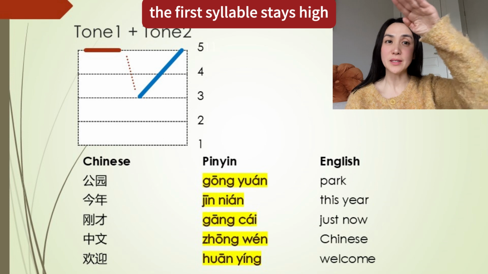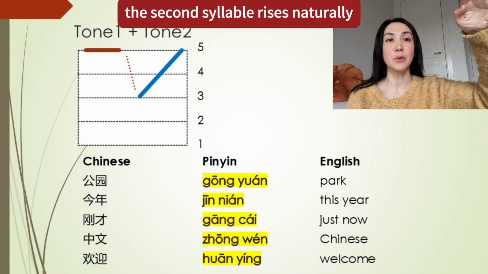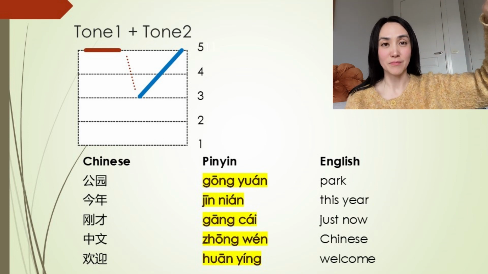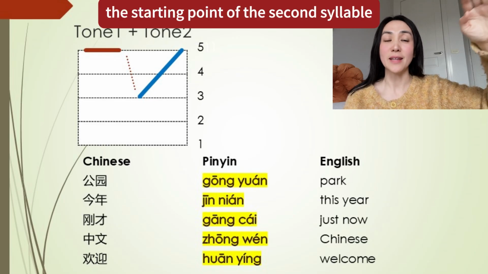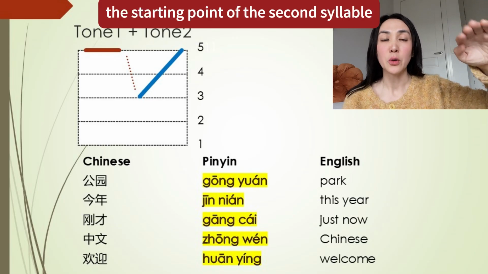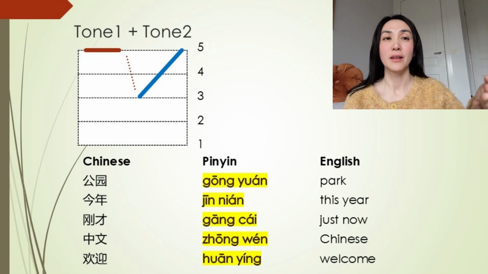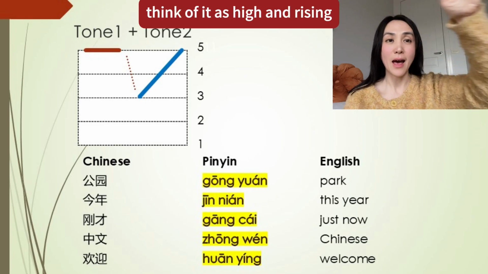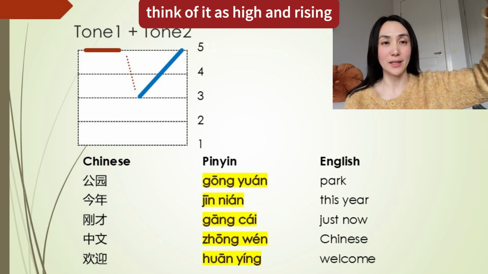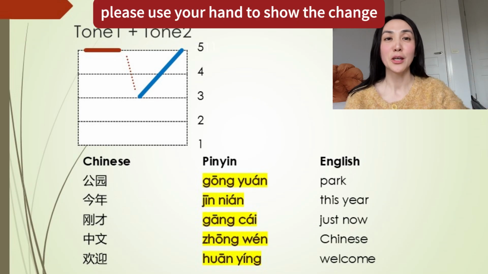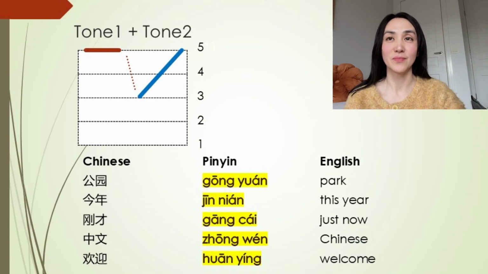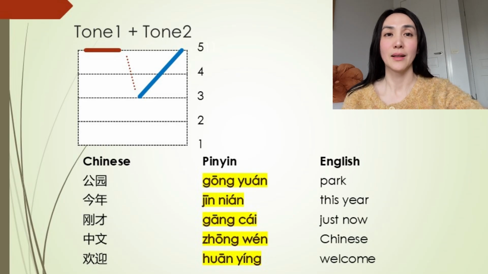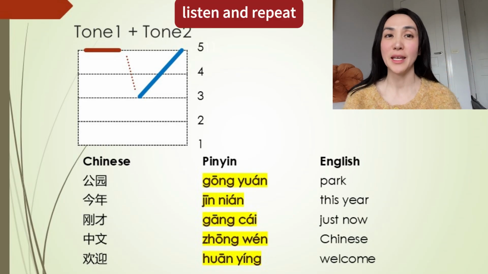The first syllable stays high, the second syllable rises naturally. Please keep in mind the starting point of the second syllable will be lower than the first one. Think of it as high and rising. Please use your hand to show the change. Listen and repeat.